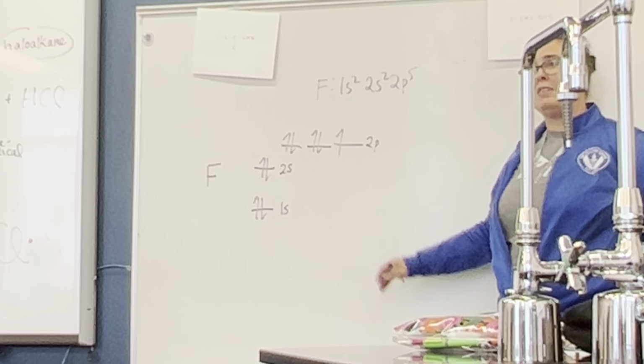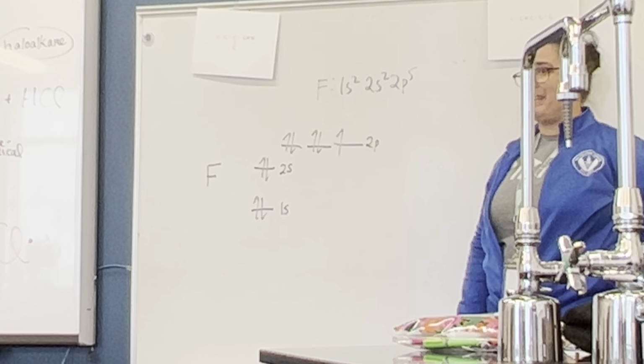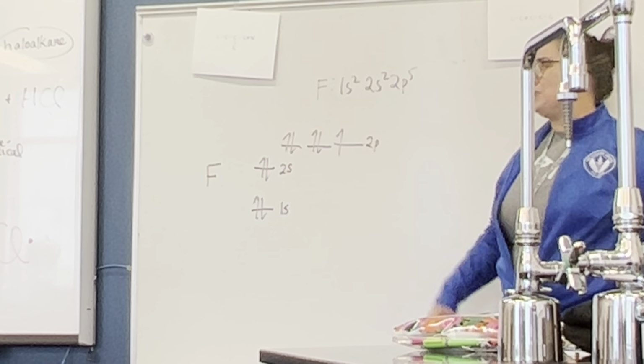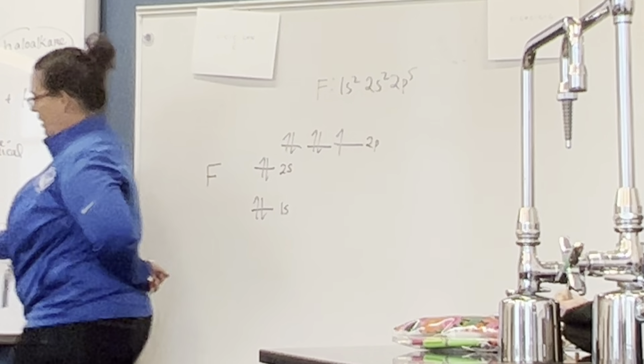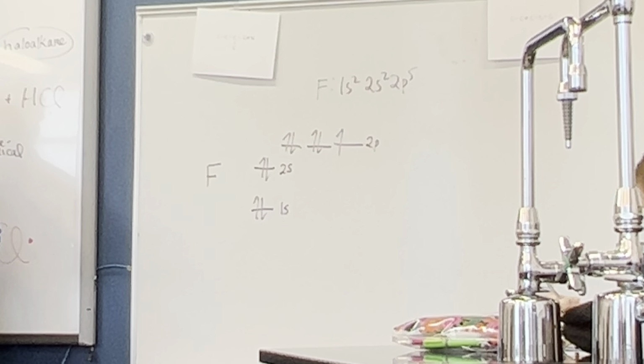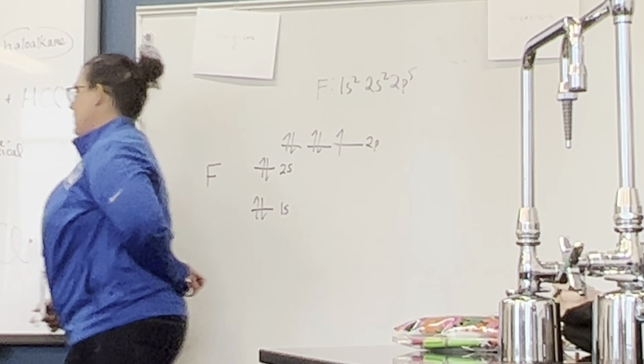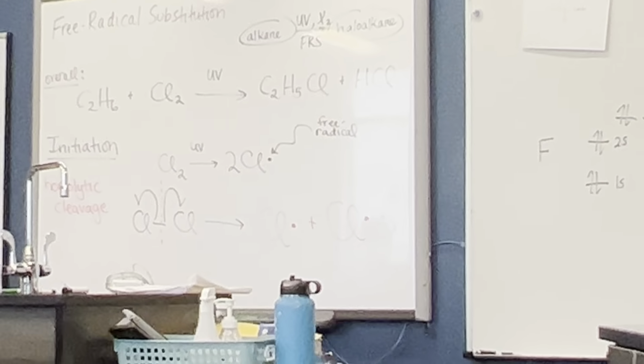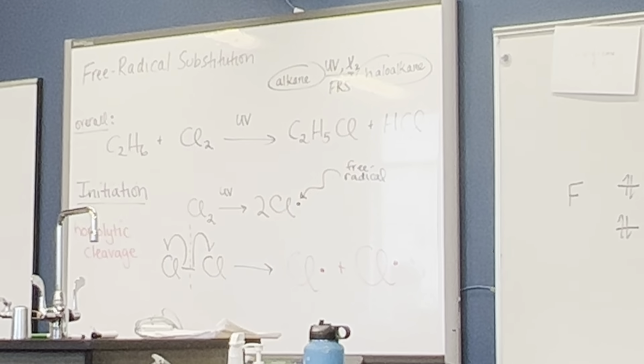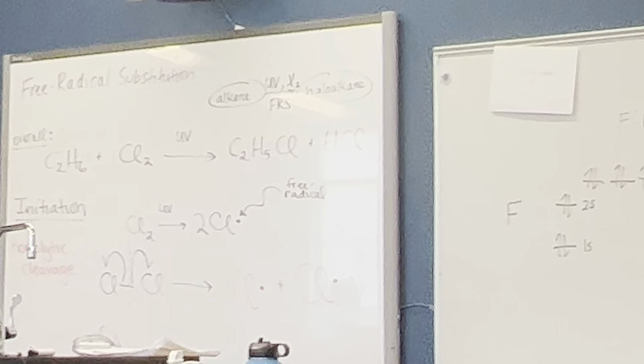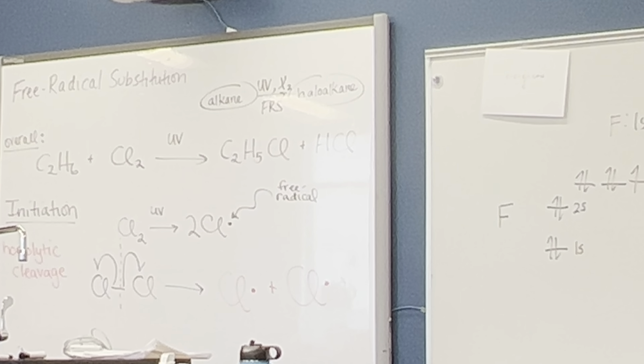It's in your textbook. I didn't make this up. But a one-sided arrow means one electron is moving. So one electron from this bond is moving to that chlorine. One electron from this bond is moving to this chlorine. If this were heterolytic cleavage, we would have both electrons moving to one chlorine.